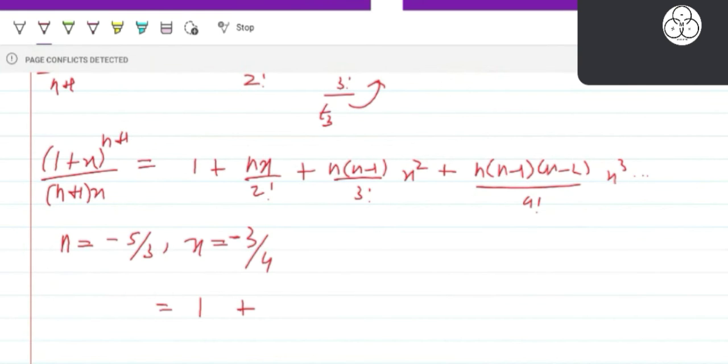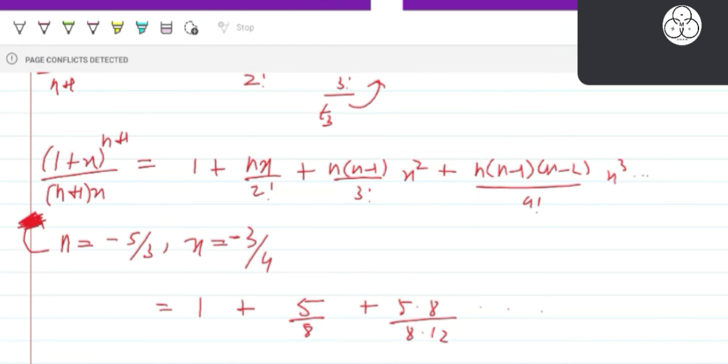Minus 5 by 3, 3 by 4, the 3s cancel, 8, 4 into 2 plus 5 into, and here we will get 8 into 12, and so on. That is the required sum. So this is our required sum. Put the required values here, and you will get the answer, right?